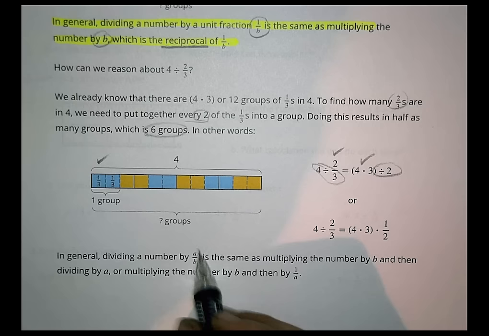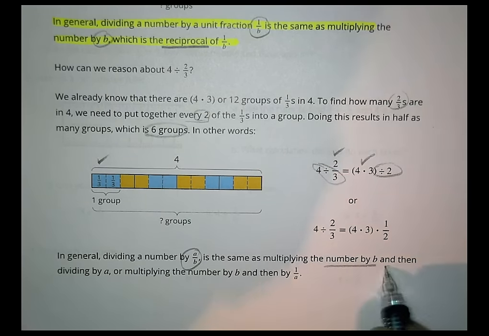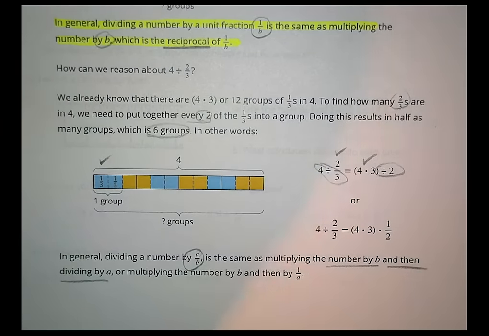In general, dividing a number by a/b is the same as multiplying the number by b and then dividing by a, or multiplying by the reciprocal. That's your big takeaway after all of those lessons there. Okay, so let's pause there, let you work on your homework, and we'll come back and check in a moment.